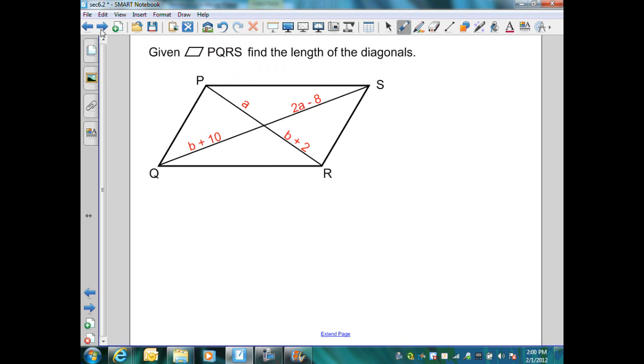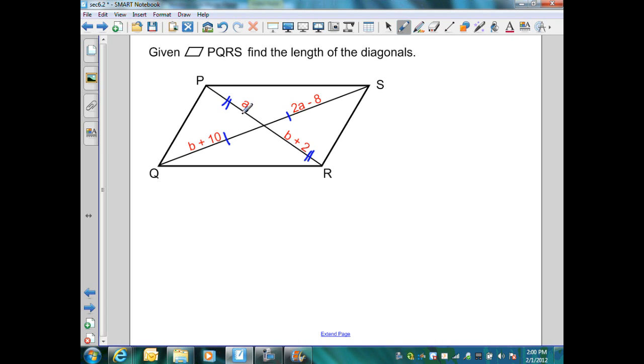Let's take a look at an example that uses theorem 6.3. We're given parallelogram PQRS. We want to find the lengths of the diagonals. Here I know that the diagonals are bisected. Therefore, we have these two segments being congruent and these two segments being congruent. Notice that the expressions have two different variables. Therefore, I have to use a system of equations to solve for that situation.